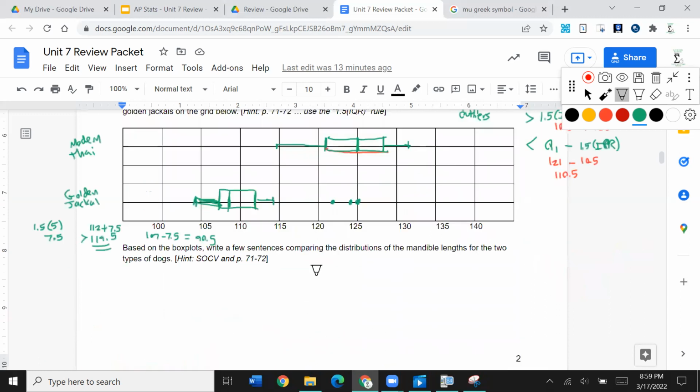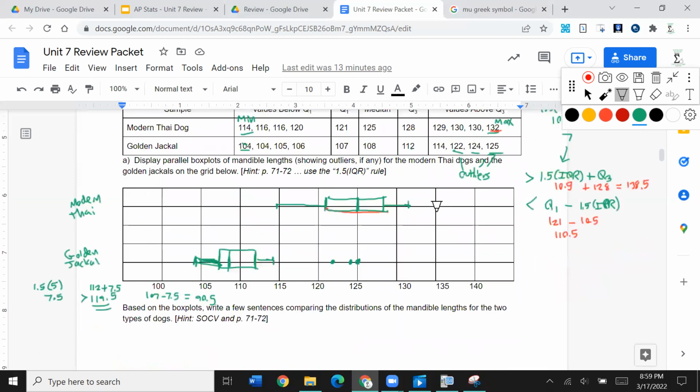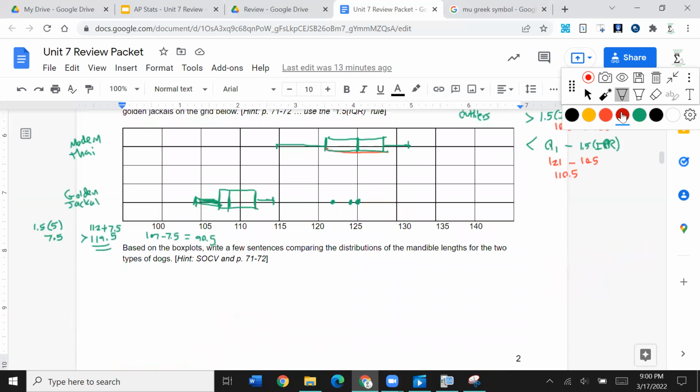Let's look at part B. Based on the dot plots above, write a few sentences comparing the distributions of the mandible lengths for the two types of dogs. Well, this is kind of a throwback question, but remember for these ones, you want to do shape, possible outliers, center, and the variability. So let's compare the shapes first. I would say for modern Thai, that seems to be roughly symmetric.